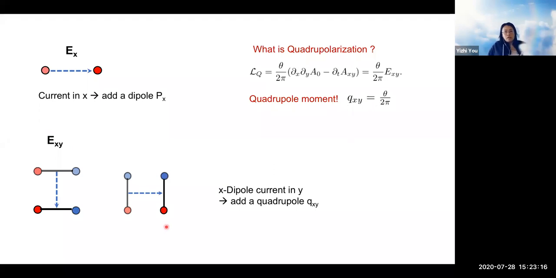So each EXY field will have a tendency to move one dipole I along its perpendicular direction, and such a dipole current can be regarded as adding a quadrupole moment to our space-time, and hence the coefficient which couples with EXY is what I called a quadrupole moment. So this is actually the only gauge invariant term allowed at a topological diagram.